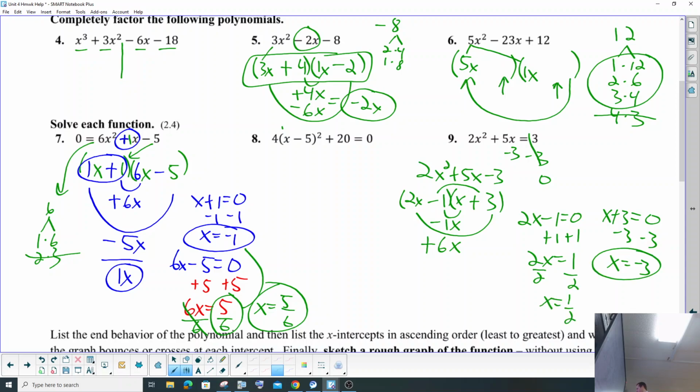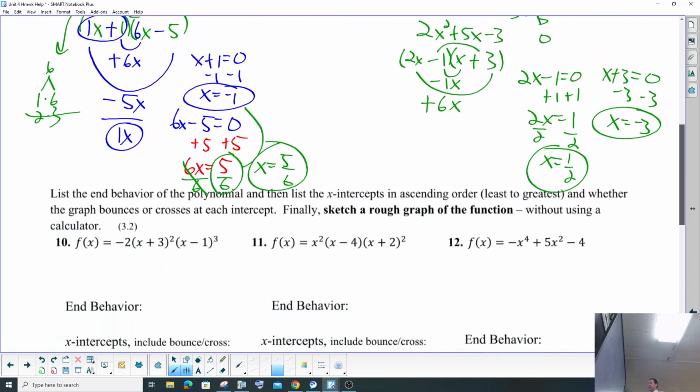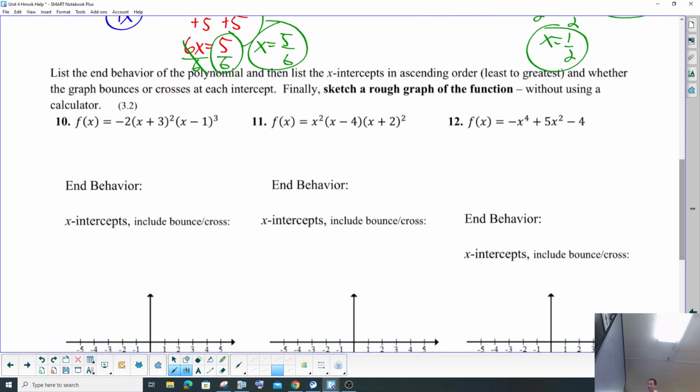Good job. So I hope that you're pausing and trying it on your own, because you're going to fail the test and the assignment, the evens, unless you try it on your own and learn, right? Make sure you learn. Okay, then we have to list the end behavior. Do you remember how to do end behavior? I hope you do. Keep reminding yourself how to do end behavior.